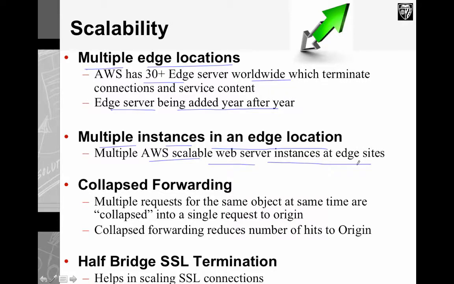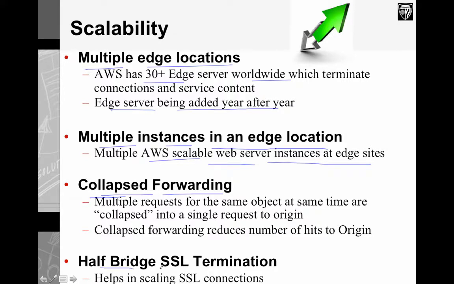And it actually uses the AWS scalable infrastructure in order to launch instances at edge sites when their loads become higher. It also uses a technique called collapsed forwarding, which is when multiple requests are being made at the same time. So let's say that 10 people are asking for the same content. Then in that case, rather than making 10 requests to the origin server because it came in at the same time, it actually collapses all those requests into one request. It's what is called collapsed forwarding. It has that feature too.